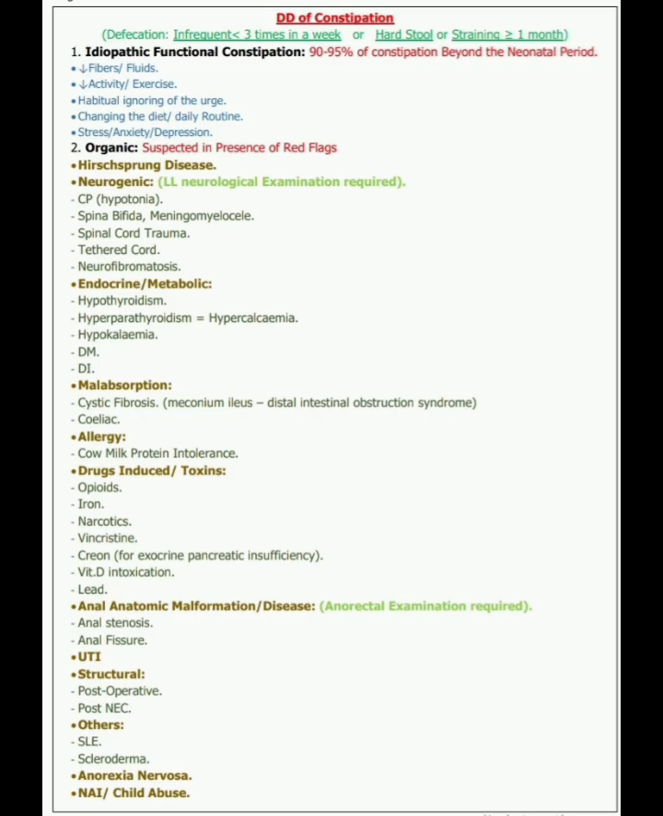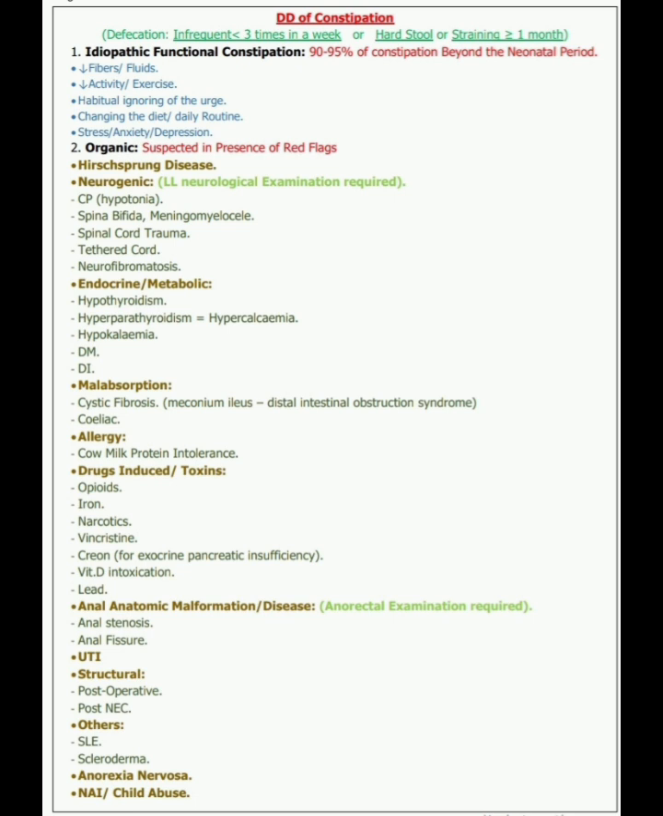I am telling the differential diagnosis of constipation. Defecation infrequent, less than 3 times in a week, or hard stool or straining for more than or equal to 1 month. Normal constipation history comes, functional constipation comes. Normally in exam, that is 90 to 95% of constipation beyond the neonatal period. So what are the functional constipation causes? Decreased fiber or fluid, decreased activity or exercise, habitual ignoring of the urge, then changing the diet or daily routine, stress, anxiety, depression. These we keep in our mind for functional constipation.